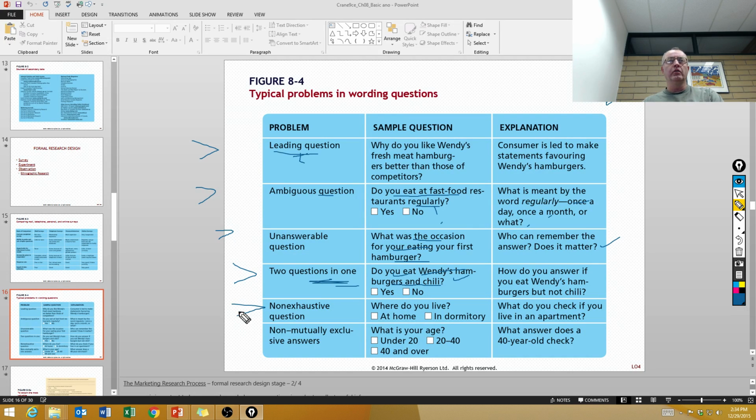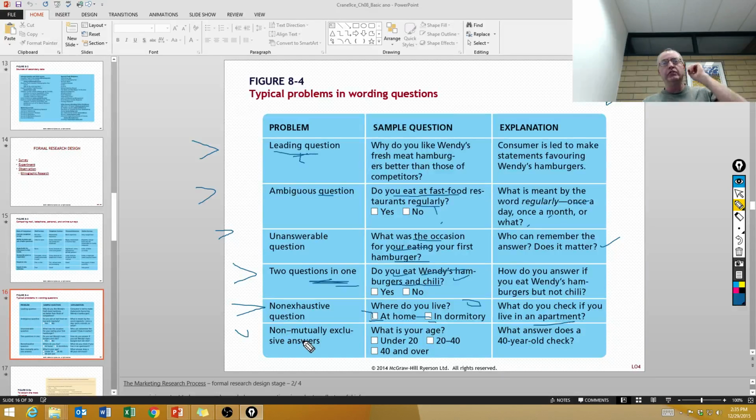Another question wording problem is questions that have non-exhaustive answers. So where do you live? Do you live at home? Do you live in a dormitory? Well, what if you live at your grandmother's house? That's not home, it's not a dormitory, or an apartment or a condo. Anyways, there are more possible answers than the ones provided.